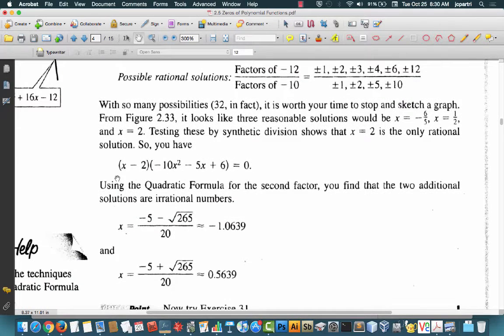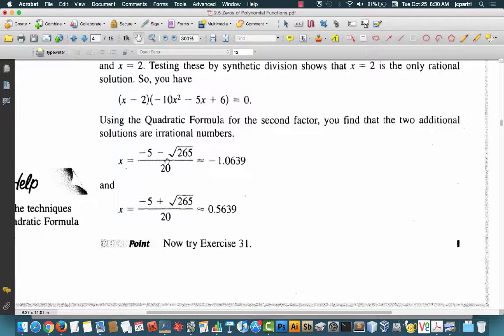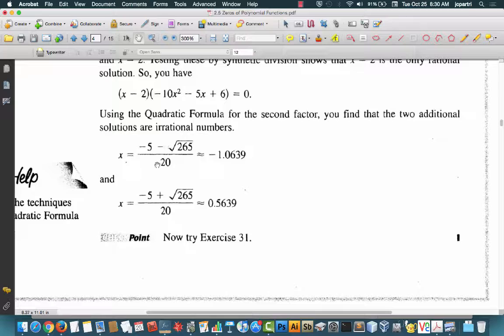So we're going to get x minus 2 times -10x squared minus 5x plus 6 equals 0. This is going to come from the synthetic division part. Now, you can't factor this by normal means, so since it's a quadratic, you're going to use the quadratic formula. Using the quadratic formula gives us the other two zeros, which are not rational numbers, and that's why they didn't appear in the list when we did the rational zeros theorem.